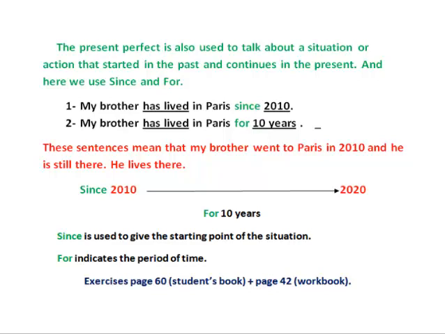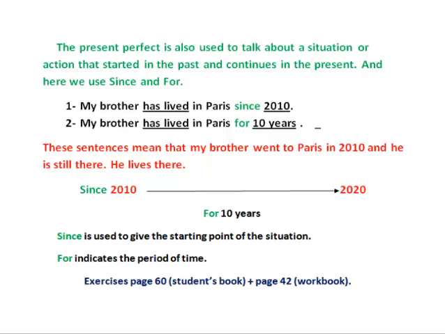For example, my brother has lived in Paris since 2010. My brother has lived in Paris for 10 years. What's the difference between these two sentences? And here these sentences mean that my brother went to Paris in 2010 and he is still there. He lives there.